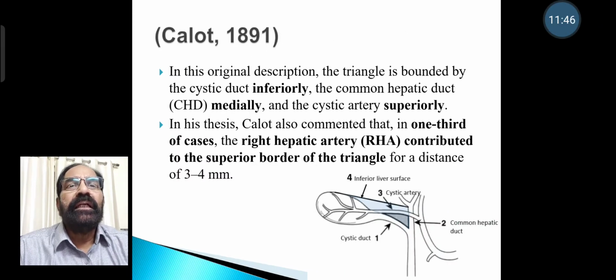In the original description, the triangle was bounded by the cystic duct inferiorly, the common hepatic duct medially and the cystic artery superiorly. In his thesis, Calot also commented that in 1/3 of the cases the hepatic artery contributed to the superior border of the triangle.